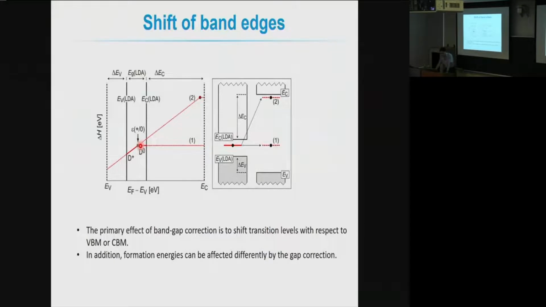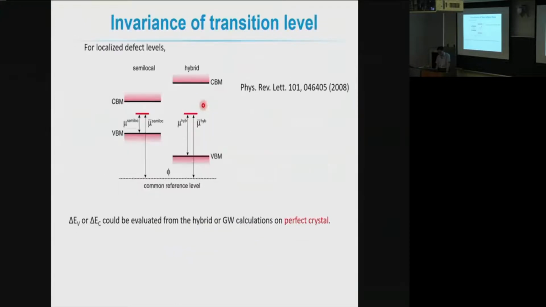Or on the other hand, this transition level can actually follow the band gap increase, and now the neutral state is much higher than this. Therefore, the effect of the band gap correction is that it can shift the transition level with respect to the valence band or conduction band, or it can also change the formation energy. All right. So band gap correction is always necessary. Actually, it's quite critical.